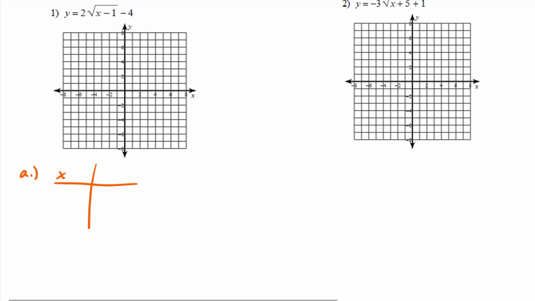And I'm going to draw my xy table. The parent function points start off with x values that I can take the square root of. So that's 0, 1, and 4. I can take the square root of 0, and that's 0. Square root of 1 is 1, and then the square root of 4 is 2.